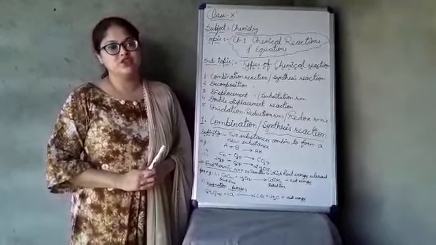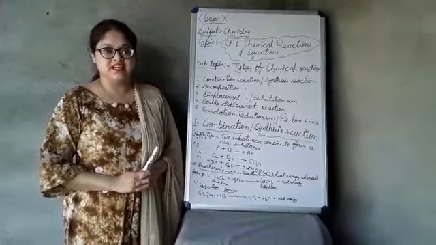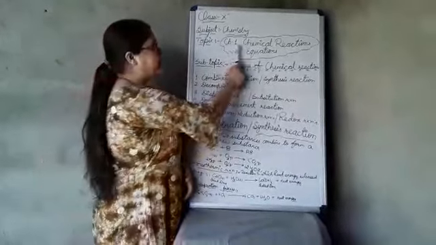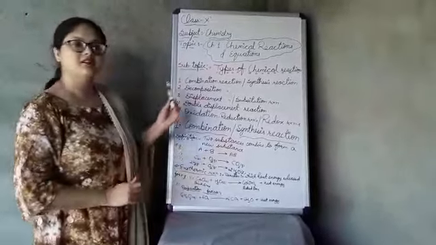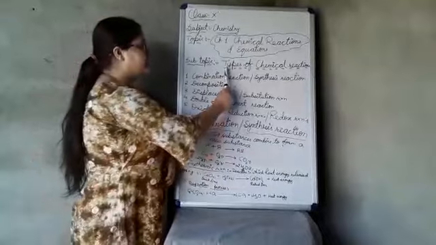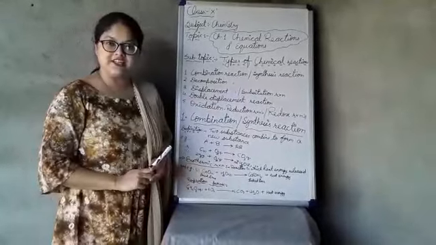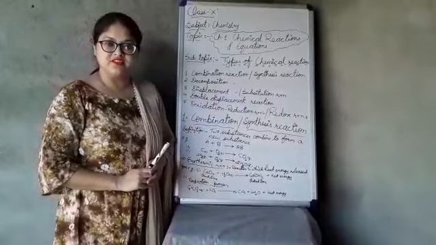So students, today we are going to start our first chapter of chemistry in class 10th, that is chemical reactions and equations. Our subtopic which we are going to study in this chapter is types of chemical reaction.